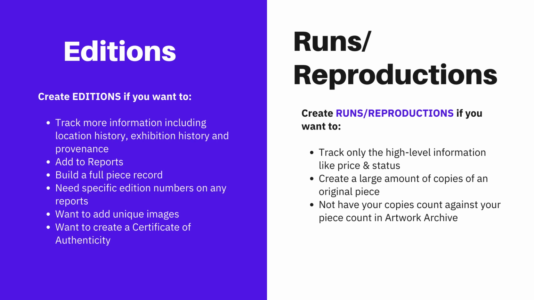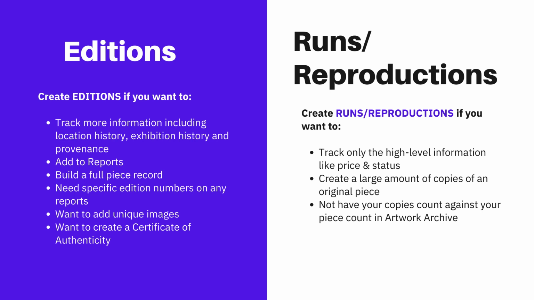You'll want to use editions if you need to record and track more information about your editioned artwork, and you'll want to use reproductions, again, if you have that larger number of copies or reproduced pieces to record, and you don't need to build out a full piece record with history for each of the prints. And I'll show you more what that looks like in Artwork Archive, because sometimes the vocab of piece record and editions, etc., is a little confusing without visually seeing it, but I just want to put that in your mind here so that you can recall it when I'm showing you in the platform.